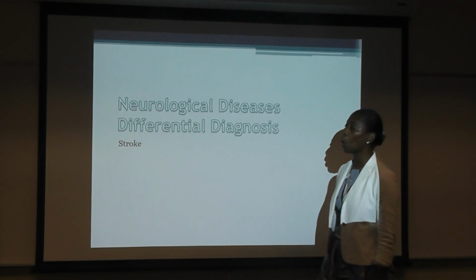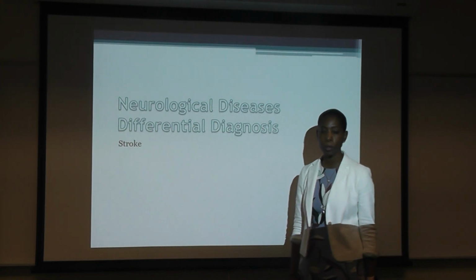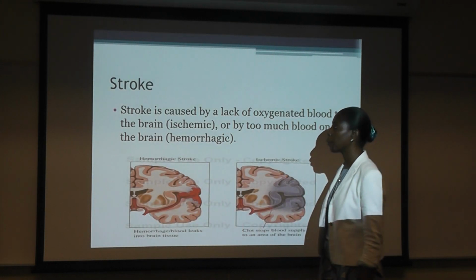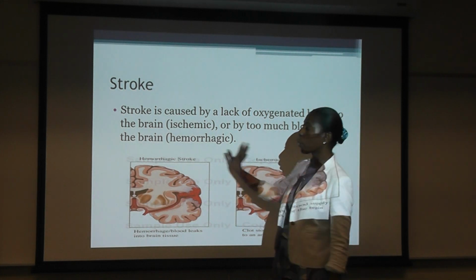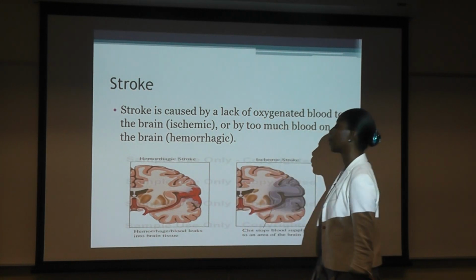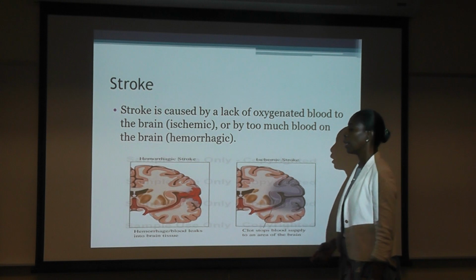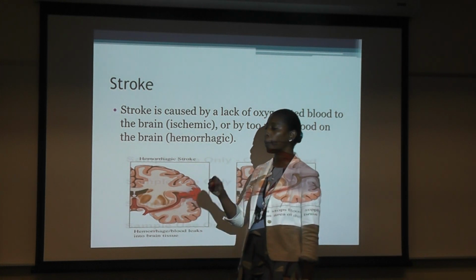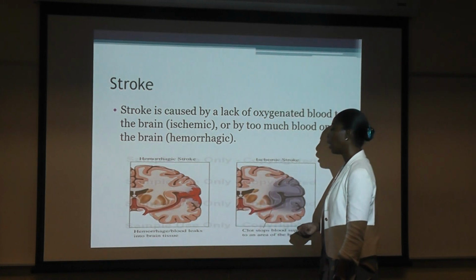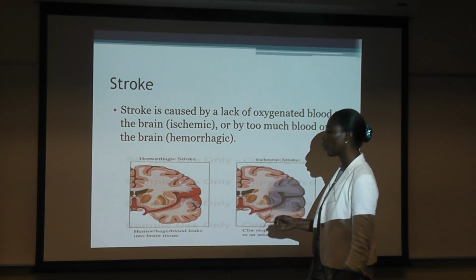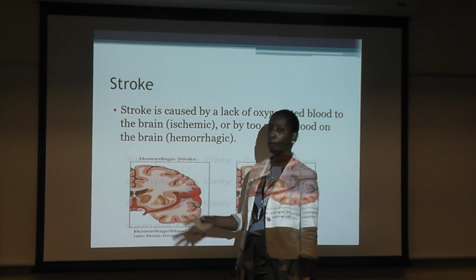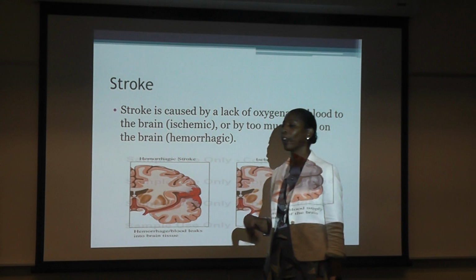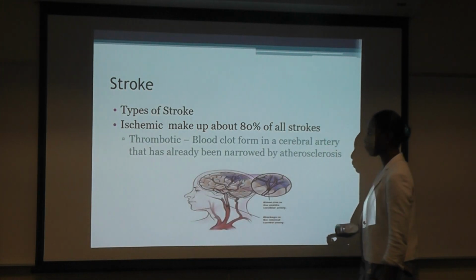All right, so now we're going to go to differential diagnosis. We already talked about the exams, how we're going to look at it, different disease processes. Stroke, one of the most common neurological illnesses. We have ischemic versus hemorrhagic. Ischemic, not enough blood to the brain. That means there's a clot or something that's stopping blood from going to the brain. Or we can have hemorrhagic, where there's too much blood in the brain. They have a vessel that's ruptured and causing too much blood in the brain.